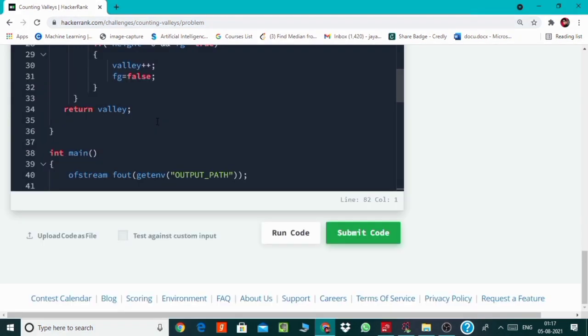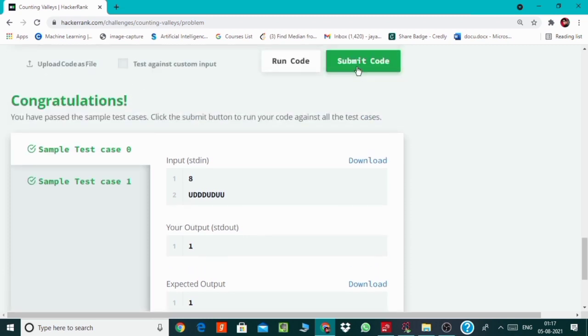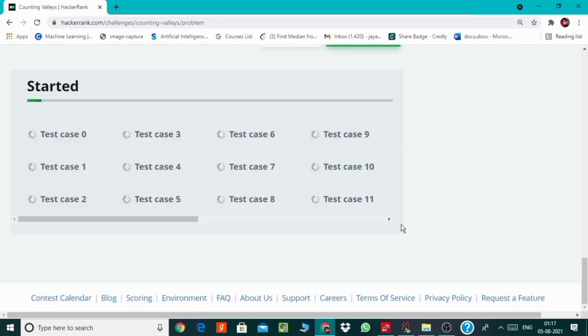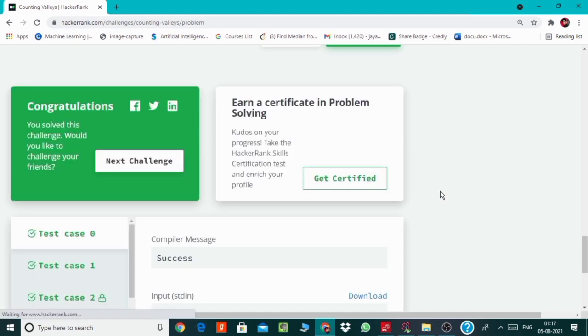Let's see if this works. So this worked perfectly fine.